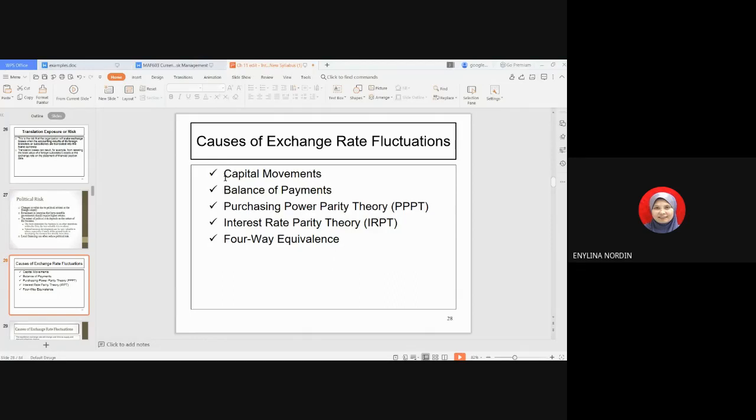And then what are the causes of the exchange rate fluctuations? The first one, capital movement, balance of payment, purchasing power parity theory, interest rate parity theory, and forward equivalent. Right. So these are the factors that result in the changes or fluctuations of the exchange rates. Right, we'll stop for now and later we will continue with this course in the next meeting.